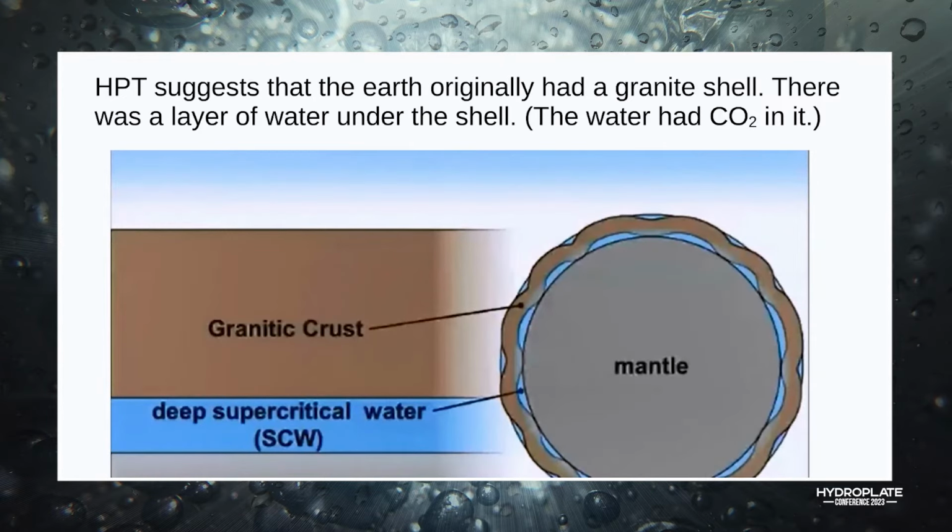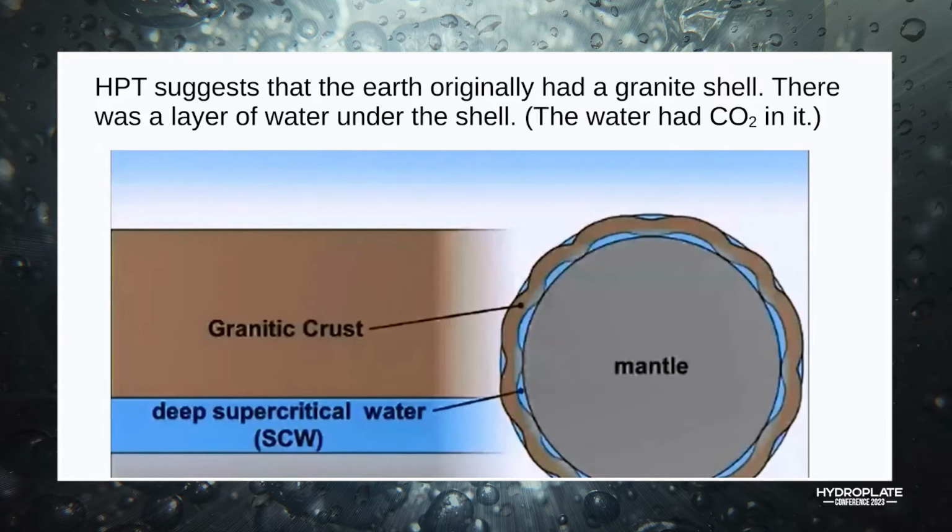First, a quick review of initial conditions. Hydroplate theory suggests that the Earth originally had a granite shell, no continents, just a solid granite shell, and underneath the shell there was a layer of water, which was very hot and under pressure. It was supercritical water, and we assume that the water had carbon dioxide in it.